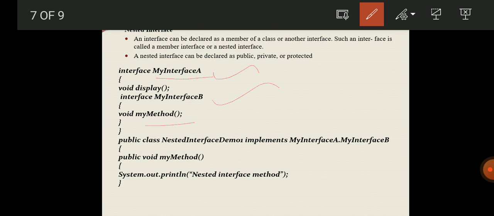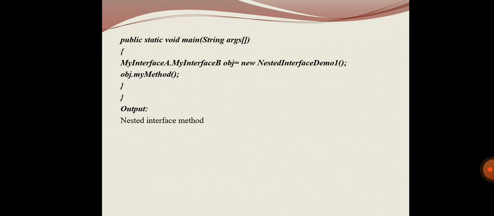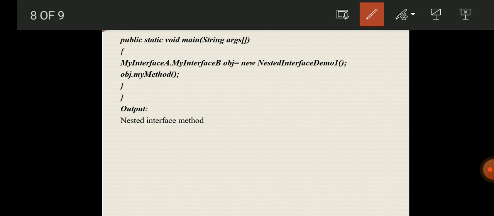See here, this is the main thing: public class NestInterfaceClassDemo implements MyInterfaceA.MyInterfaceB. Since we are using two interfaces, here we have interface A as well as interface B, and myMethod() is defined here. In the main method, we create the object for MyInterfaceA as well as interface B, and we call myMethod(), and it is printed as nested interface method. So this is about the nested interface. Okay, thank you.